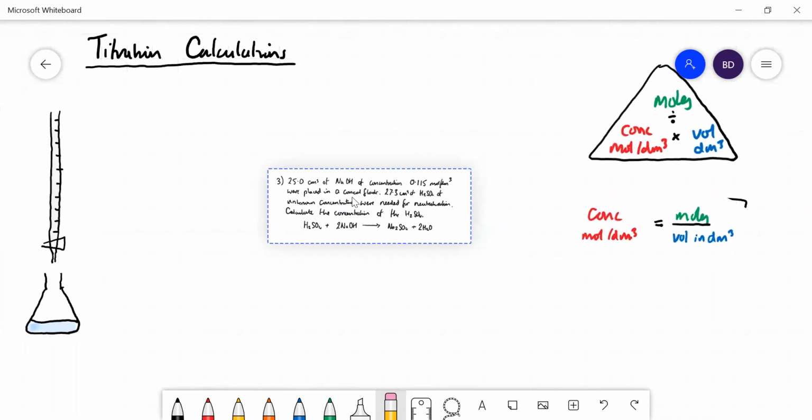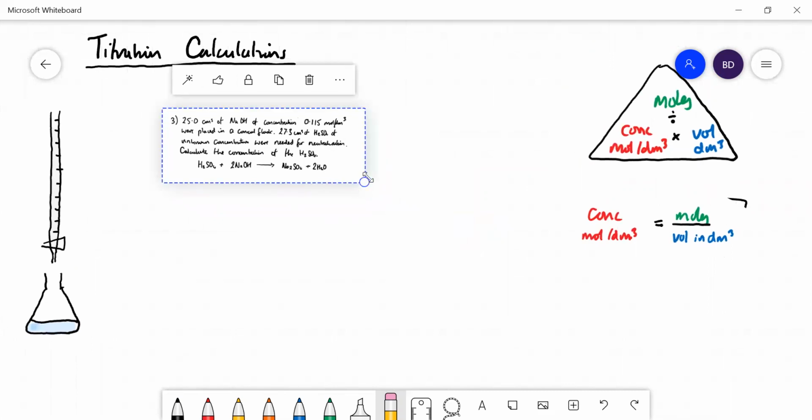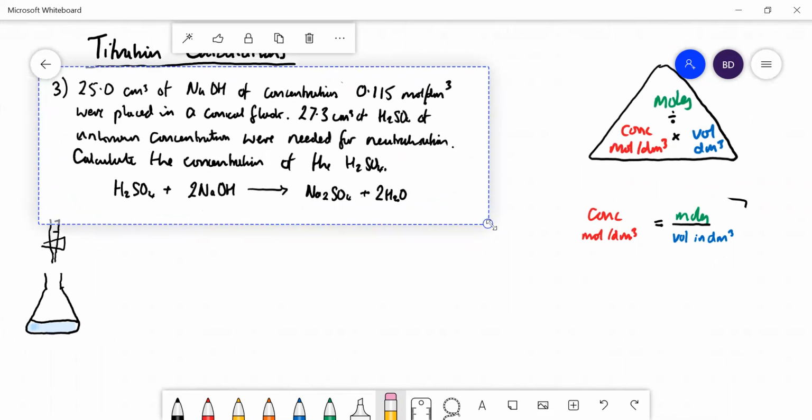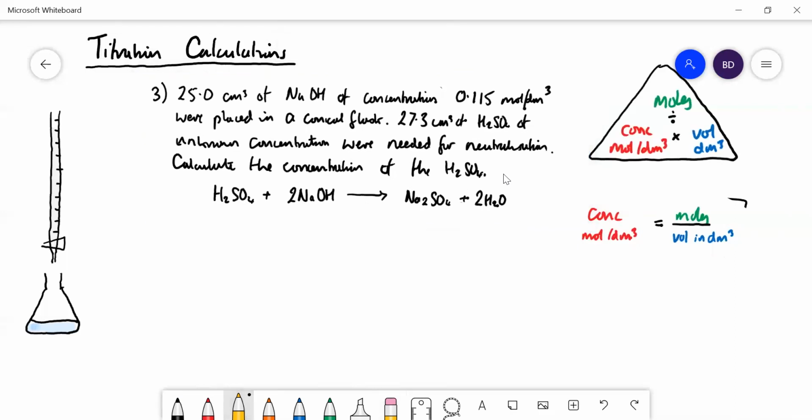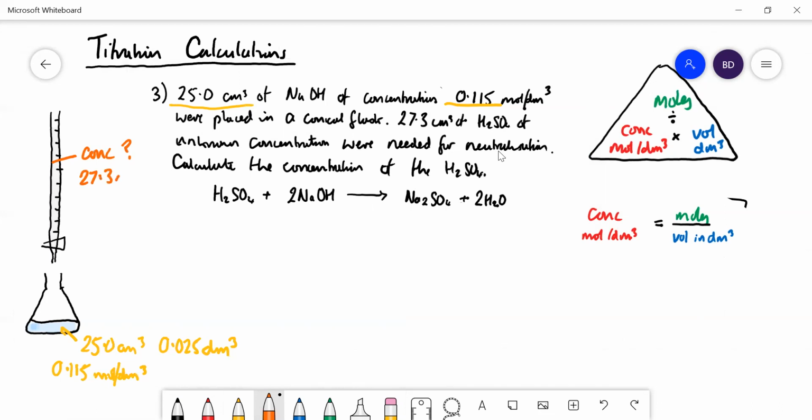Okay, right, so here again it's the sulfuric acid and the NaOH one again, so we've got the awkward 2:1 ratio to worry about. Okay, so let's see what we've got in the conical flask. We've got NaOH again, 25 centimeters cubed. That's 0.025 dm cubed. And we know the concentration of that this time, it's 0.115 moles per decimeter cubed. And in the burette, we've got sulfuric acid, and we don't know the concentration. That's what we've got to find out. But we do know the volume, that we needed 27.3 centimeters cubed of sulfuric to react with that much NaOH.